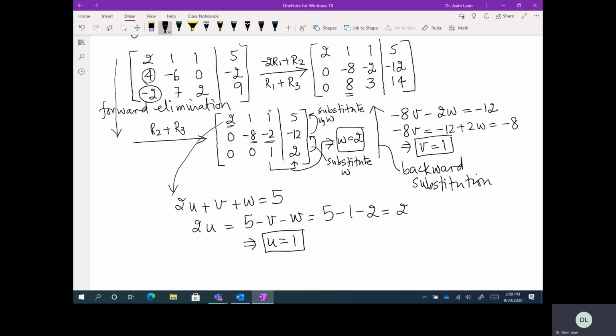So if you look here, this is a triangle. This is a triangle, and this is a triangular system of equations.